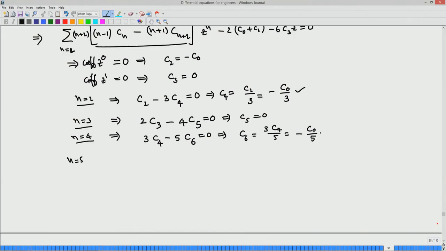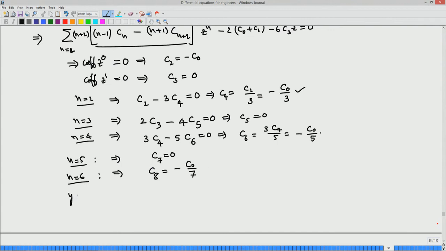So n equal to 5, you also do it. This will give me, because C5 is 0, C7 is also 0. So you will get C7 equal to 0. n equal to 6 will give me C8, again you can see that is going to be C0 by 7. Like this you will get.